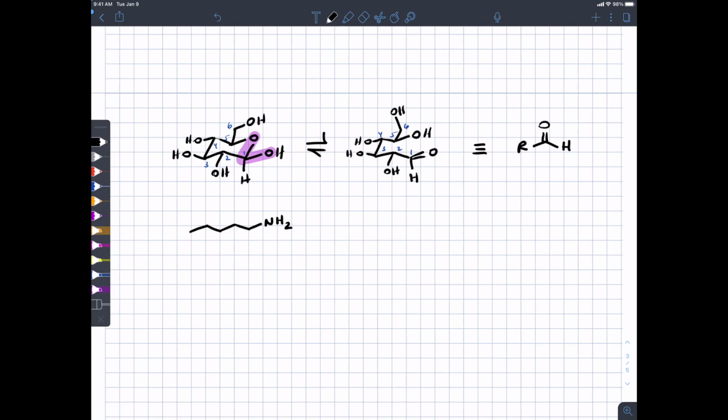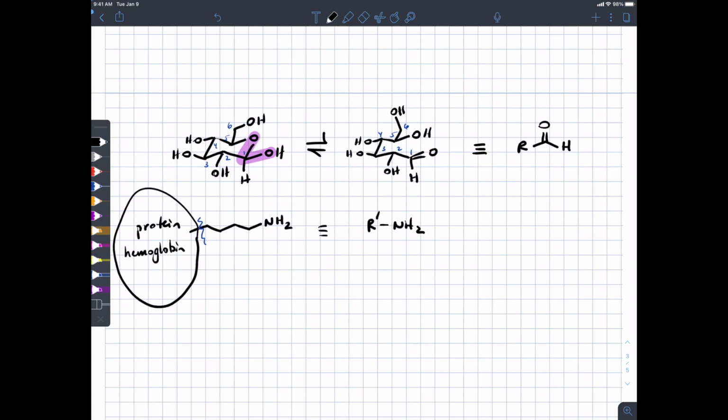And let's just put a squiggly line here to indicate that there's something large on this end. This is going to be a protein, okay? Actually, let's suppose it's hemoglobin. But we're going to abbreviate that as R and H2. Is that okay? All right.